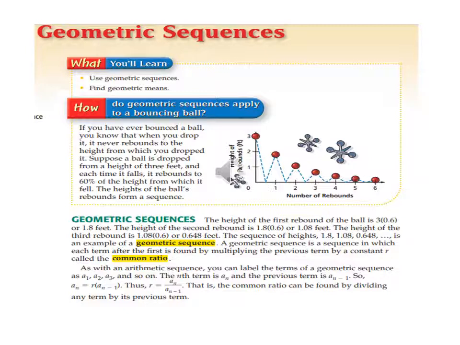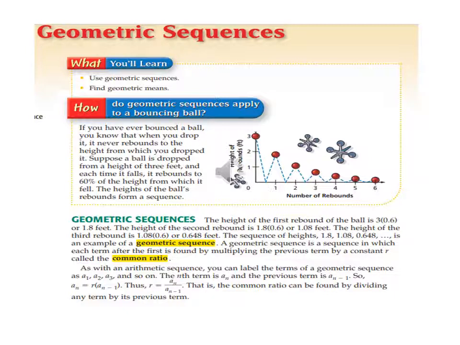It is very important to know these symbols. That is, the common ratio can be found by dividing any term by its previous term. It is very important. This line is very important about the geometric sequence.